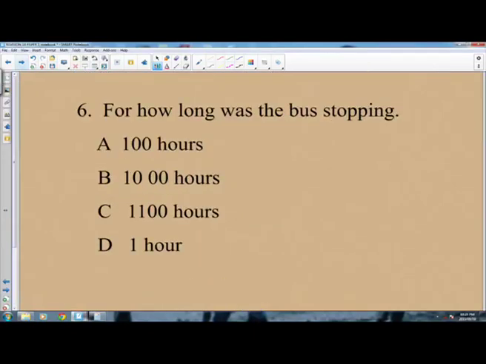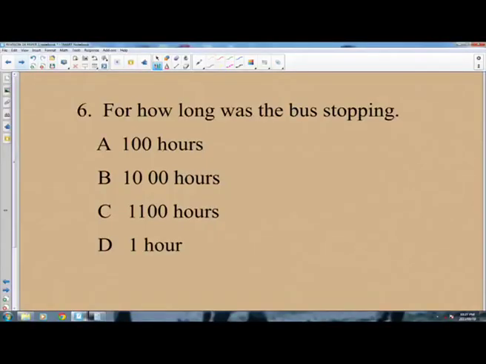Question number 6. For how long was the bus stopping? Remember, the instruction says you are to use the graph to answer questions 5, 6, and 7. So we are at question number 6, meaning we are to refer back to the graph to answer it. So let's go back to the graph. It says, how long was the bus stopping?